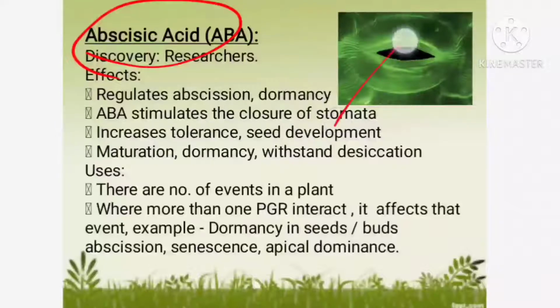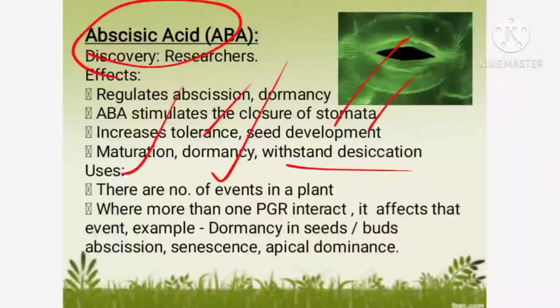So, it stimulates the closure of stomata, increases tolerance, helps in seed development and maturation, and helps in the dormancy period, okay. They are increasing the dormancy period. So, in a stressful environment, imagine it is very drought now, the seeds are not getting any favorable conditions, but they are remaining alive because of the presence of this abscisic acid, okay. So, without desiccation, desiccation means what? Without any injury, the seeds are safe because of the presence of what? This abscisic acid.